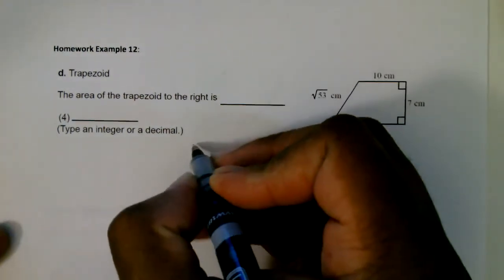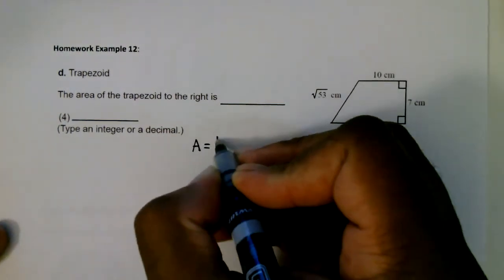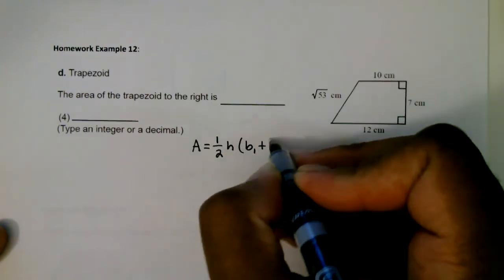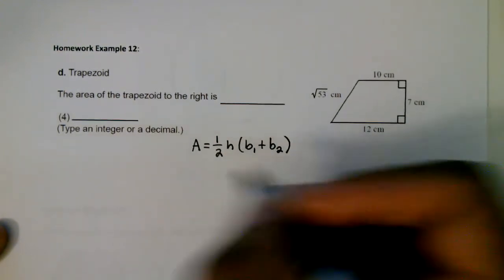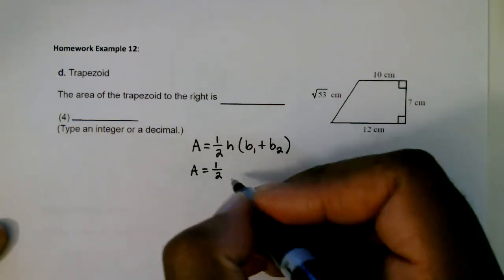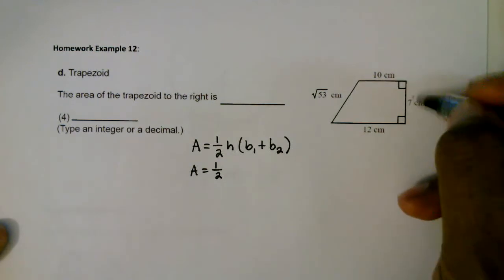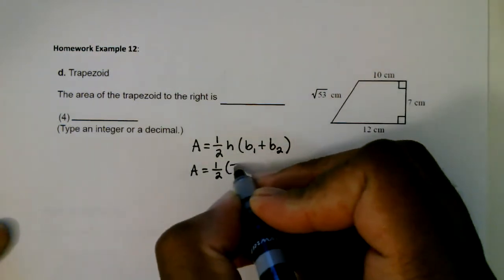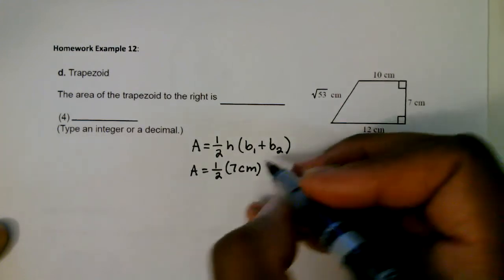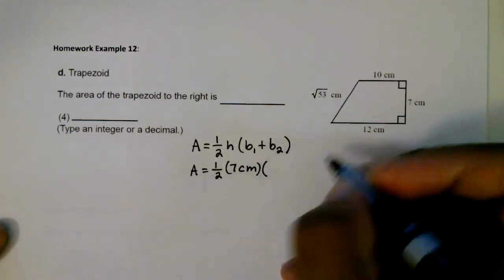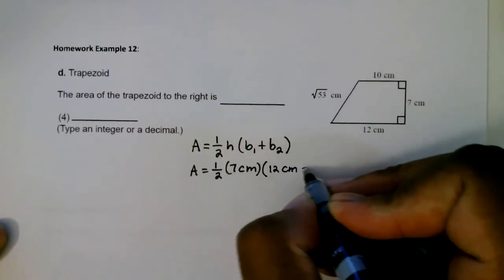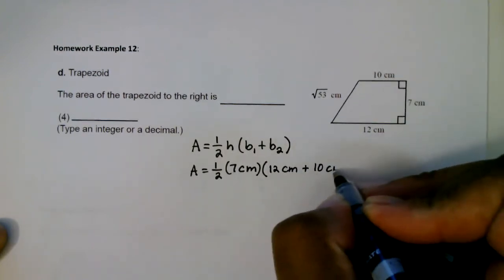So here the area, that's going to be 1/2 the height times B1 plus B2. So it'll be 1/2 the height, which is 7 centimeters in this case. Height goes straight up and down. It's always perpendicular to your two bases, by the way. B1, I'm going to let that be 12 centimeters. And B2, that will be 10 centimeters.